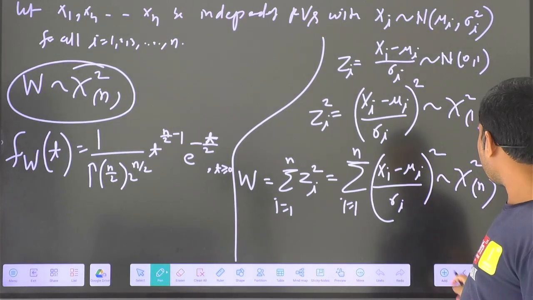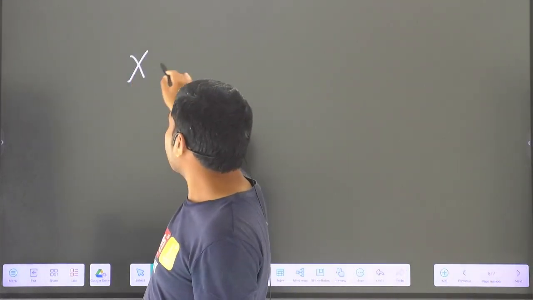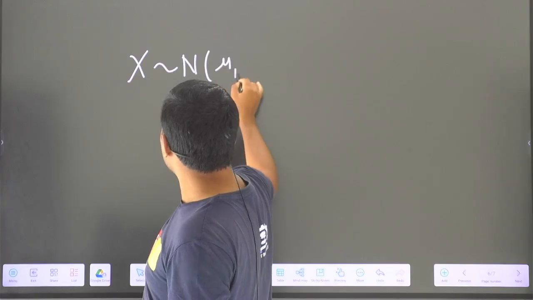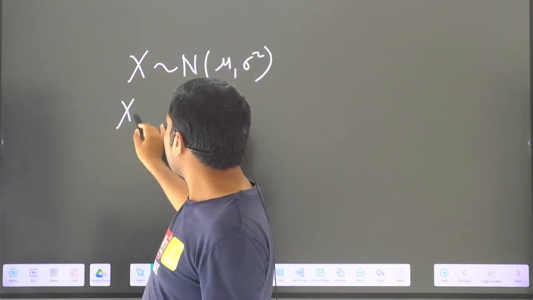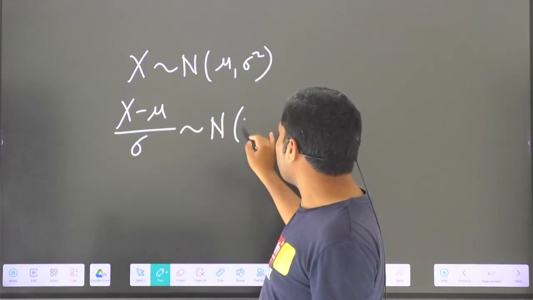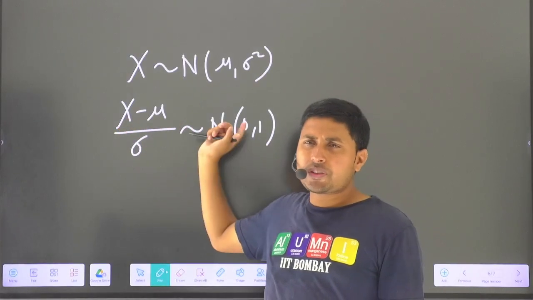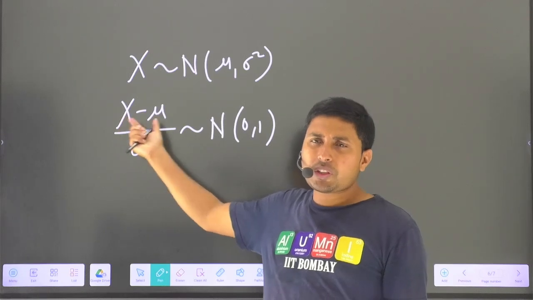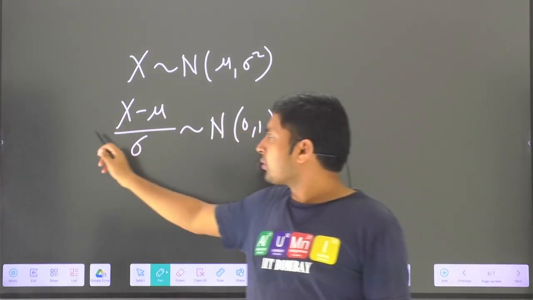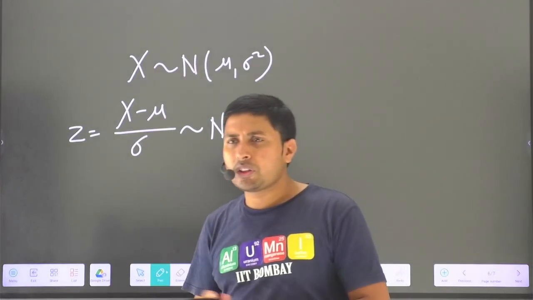So what is the problem in that? There is a simple transformation. If x is normal mu comma sigma square, then (x minus mu) by sigma will be normal 0, 1. It's simple. If you find the expectation of this, you will get 0. If you find the variance of this, you will get 1. So this is UG level material. I think you, masters students, should know all this.